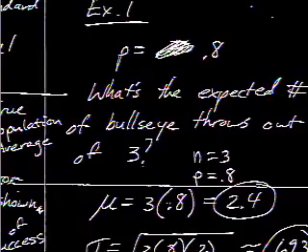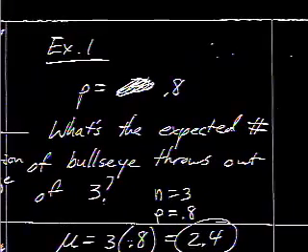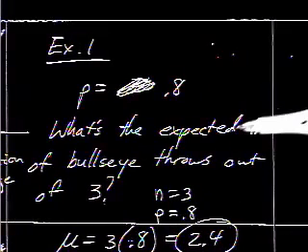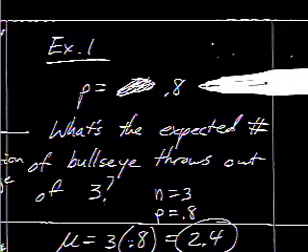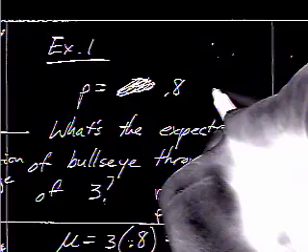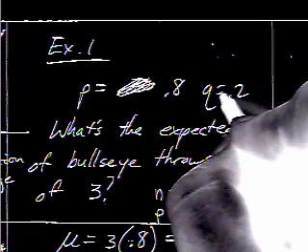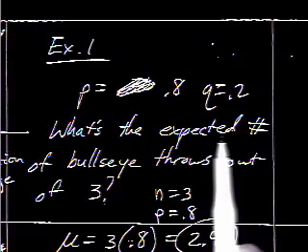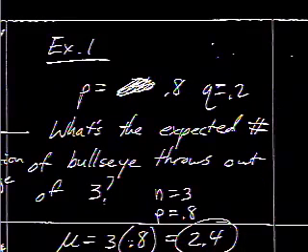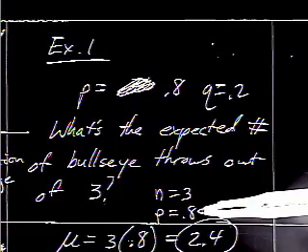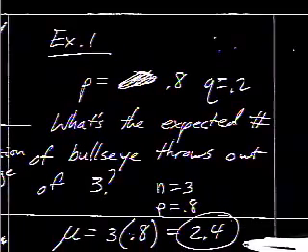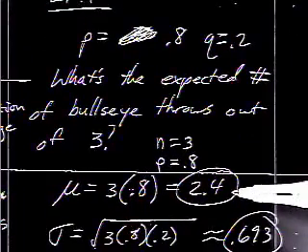For instance, they have a dart throwing question. Example 1, we have the probability 0.8. Yes, I picked a number. The book doesn't have a number, so I just picked one. So I said, well, there's an 80% chance that we can hit the target. So what would my failure rate be? Well, that would be a 20% chance. So what's the expected number of bullseye throws out of 3? Well, if n is equal to 3 and probability of success is 0.8, then my average would be 2.4.